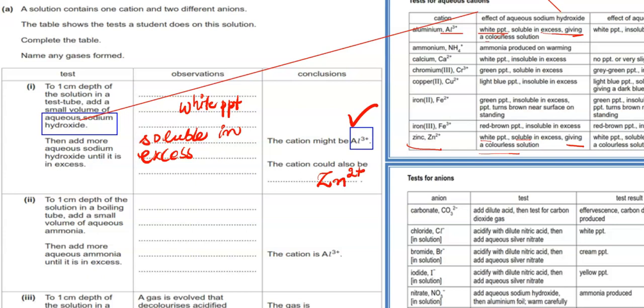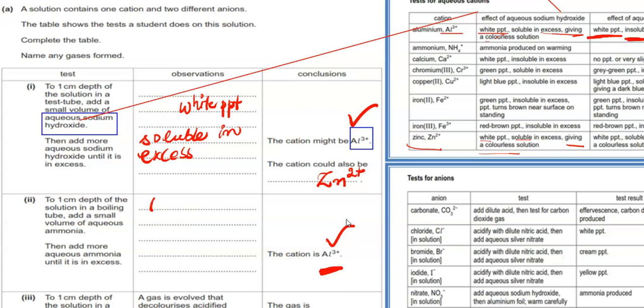Okay, now coming to the second point. To 1 centimeter depth of a solution in a boiling tube, add a small volume of aqueous ammonia, then add more aqueous ammonia until it is in excess. See the observation with ammonia of aluminum, because here they are saying it is aluminum. Okay, we will go to aluminum and we see with ammonia, white precipitate, insoluble in excess.